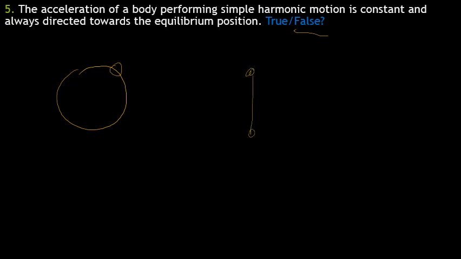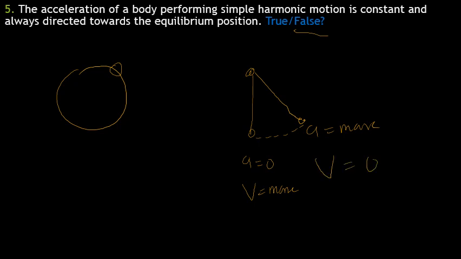So at this point, remember that acceleration is 0. Then it begins to increase, and at this point acceleration is maximum. Hope you've not forgotten, acceleration at the extreme position is maximum. Meanwhile, at the mean position, or the equilibrium position, or the central position, acceleration is 0, and v here is maximum, and of course v at the extreme is 0.